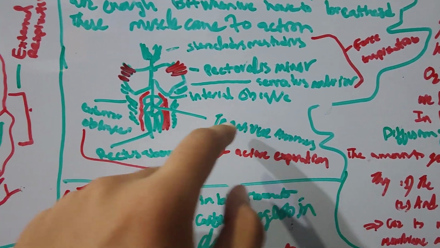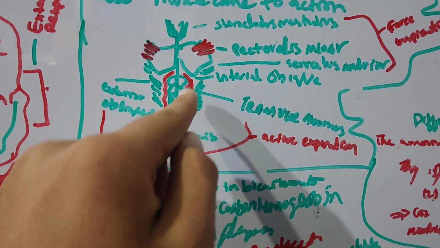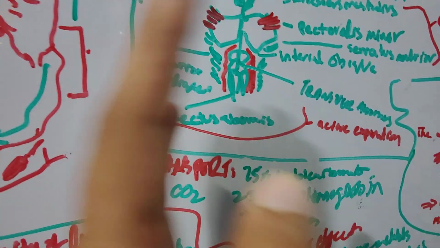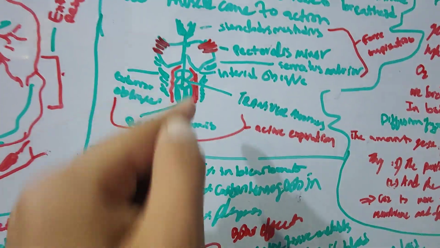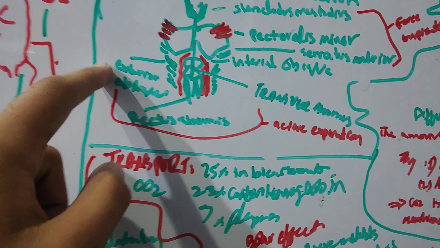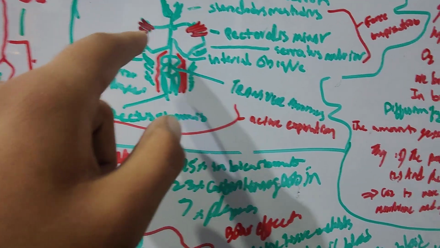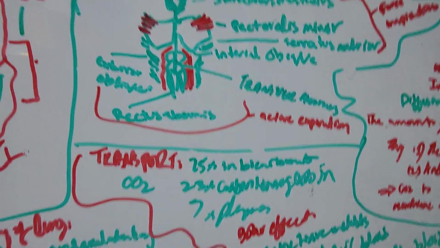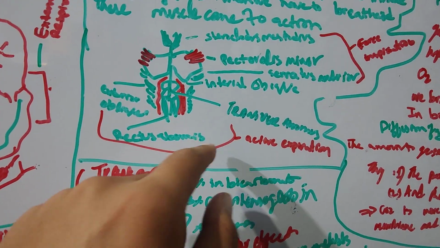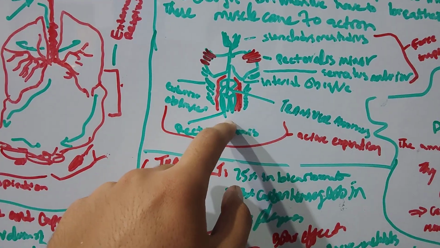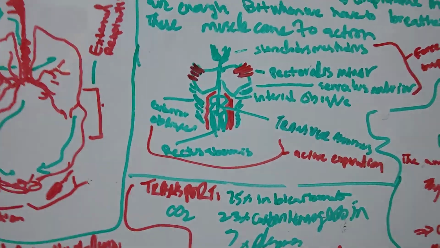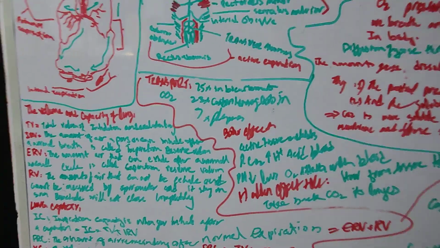Then we have the internal oblique. The oblique is the side area on our abs. The transverse abdominis is the line between the abs, and then the external oblique is the side area. And then we have rectus abdominis. Rectus abdominis are the lower abs, like the last abs.